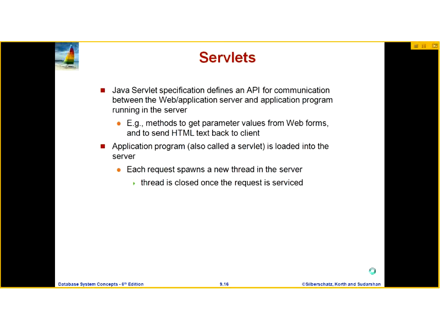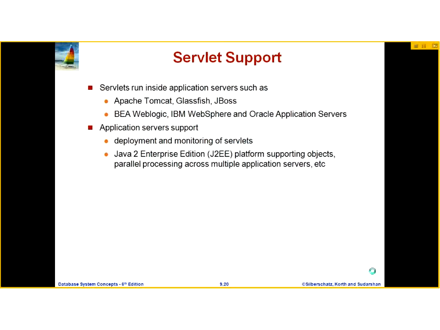Java Servlet specification defines an API for communication between web application server and application programs running in the server. So this is done in the form of a servlet, which is loaded in the server. So this is the example servlet code. Servlets run inside application servers such as Apache Tomcat, Glassfish, JBoss. So these are some examples.